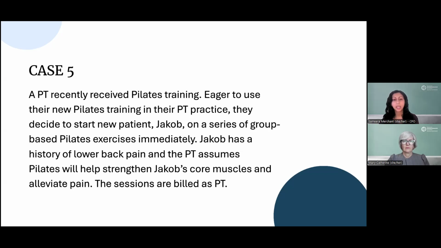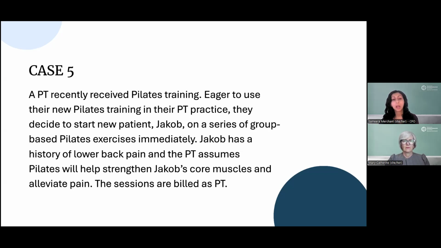However, things are not done correctly. Without conducting a thorough assessment of Jacob's specific condition, the PT skipped the step of determining whether the treatment plan that includes Pilates is the right approach for Jacob's back pain. The PT also did not take the time to tailor the exercises to the patient's individual needs or discuss potential risks. After a few sessions, Jacob's pain worsens, and they become discouraged by the lack of improvement.